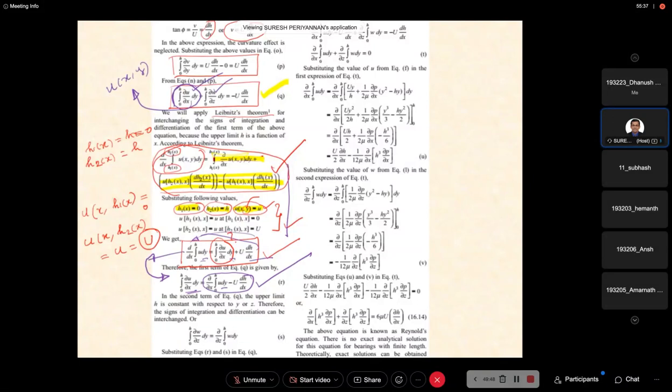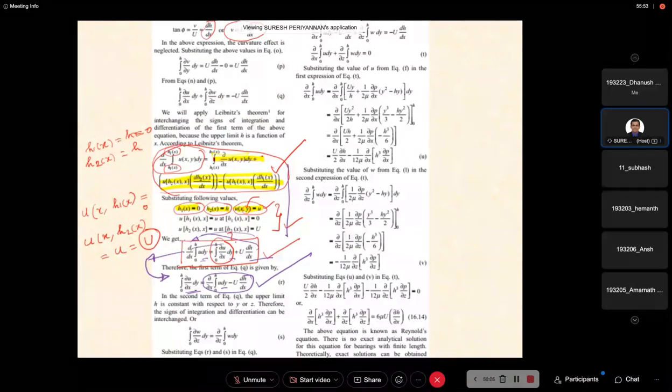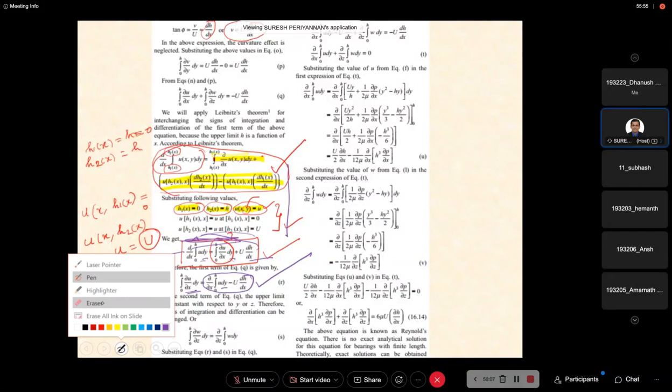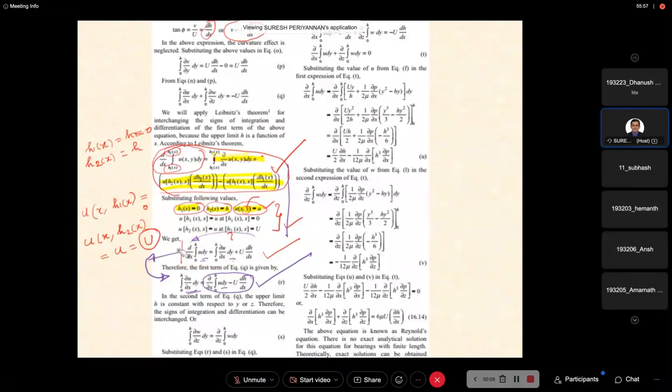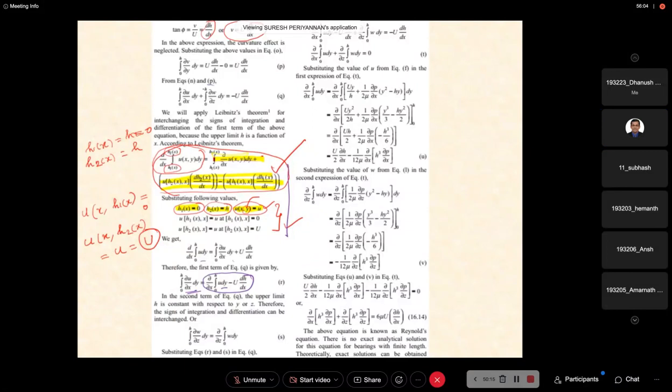Now I come to this. First I have considered the first term of equation Q. Now I'm going to concentrate on the second term. We will complete it within 5 minutes; it's very simple. Now I'm going to consider the second term of this equation Q.